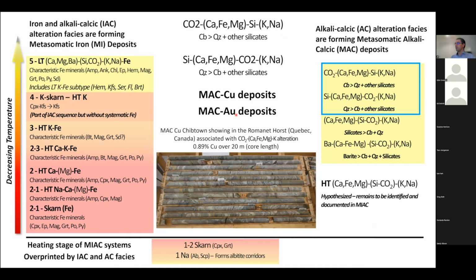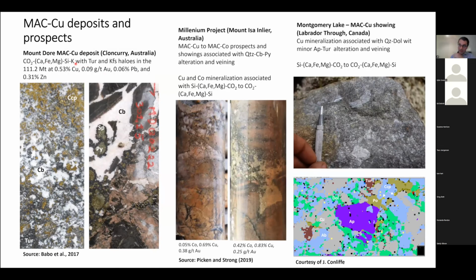Copper and gold. Mondor with very little iron, but a filling of carbonate and some tourmaline in association with chalcopyrite mineralization. Some other examples from Australia with carbonates and the deposition of copper, but also potentially of cobalt. And then in the Romanech horst as well, with dolomite or carbonates associated with the formation of chalcopyrite mineralization.